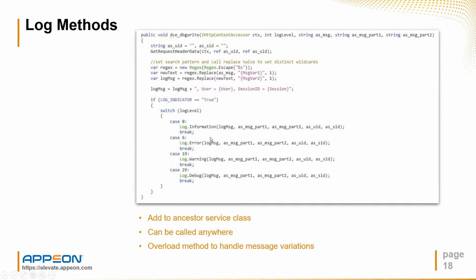And ultimately what you end up with is an entry into a physical file, as well as an entry into the Seq database. So we put this in our ancestor service class, which made it available to call in any controller, any service throughout the API.